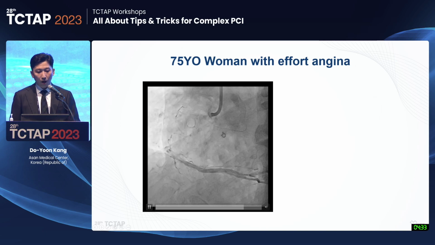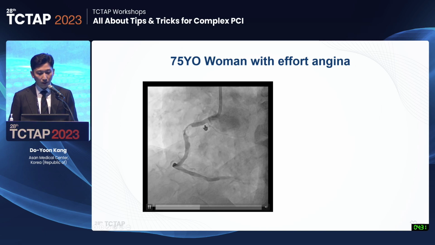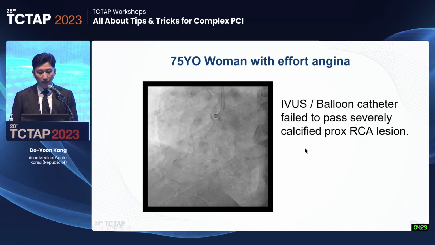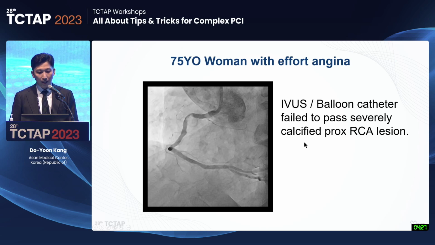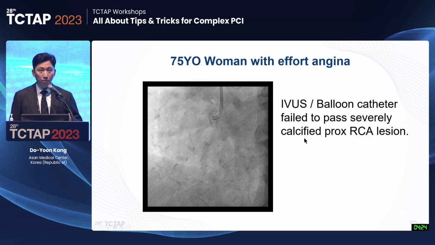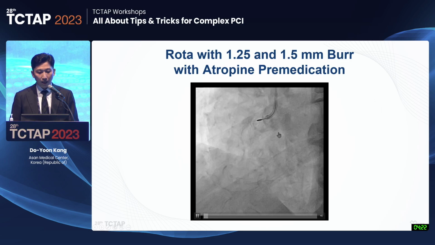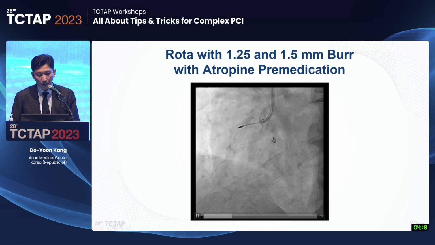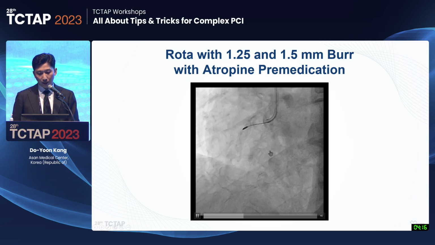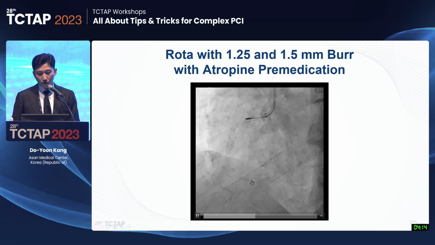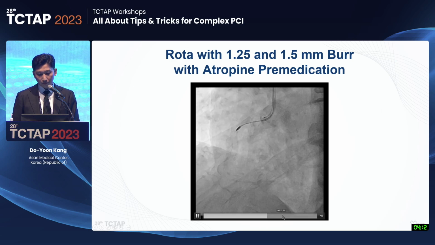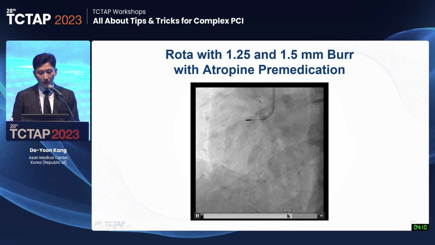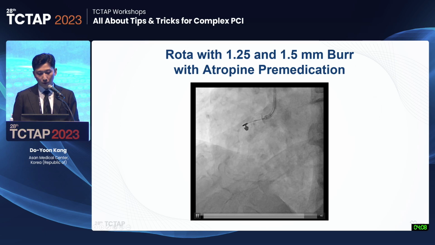A 75-year-old woman with effort angina: the RCA shows severe calcification and the catheter does not pass. The 1.0 or 2.0 balloon passes but does not expand. We did rota with the 1.25 and 1.5 millimeter burr, with premedication, and usually I use the pacemaker. And it succeeded in crossing the lesion.